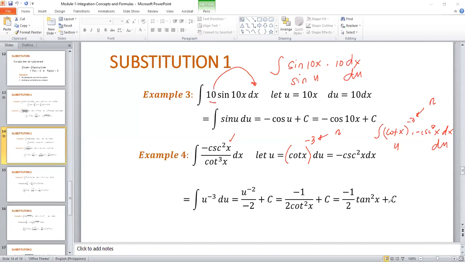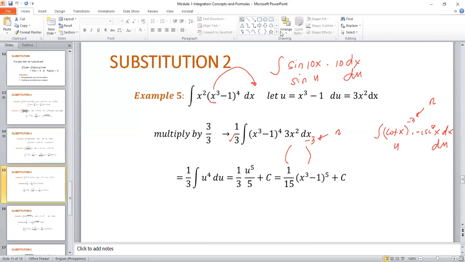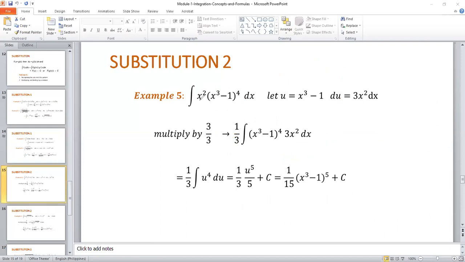Okay? Any questions? Okay, we go to the next. Okay, we'll clear the markings here. What about this one? I think this is similar to the first example. x squared, x cubed minus 1 raised to 4 dx.